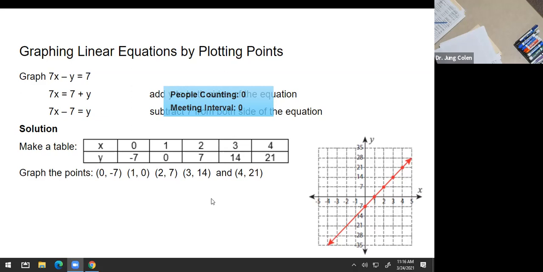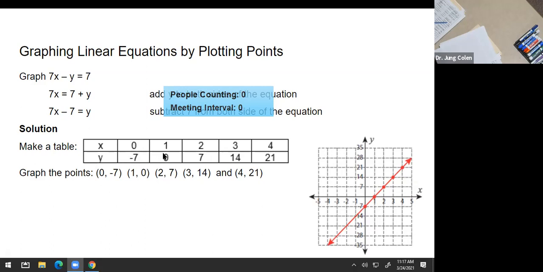And one more thing that I want to mention is this 0, negative 7. When x is 0, y goes to negative 7. What do you call that? It has a specific name for this. When x is 0, y is negative 7. We call this the y-intercept. Okay, this is the y-intercept, the y value when x is 0.